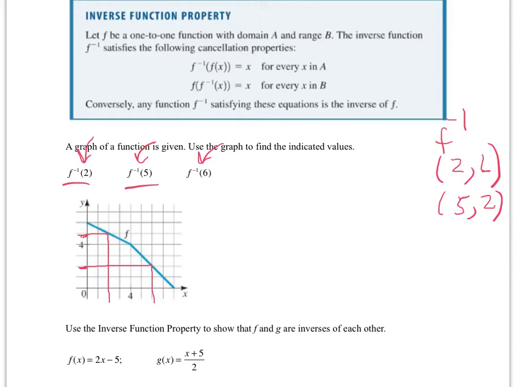And then finally f inverse of 6, find 6, and that's on the y-axis. So that's going to give you the y-coordinate 6 and the x-coordinate 0. And so f inverse has the point 6, 0.